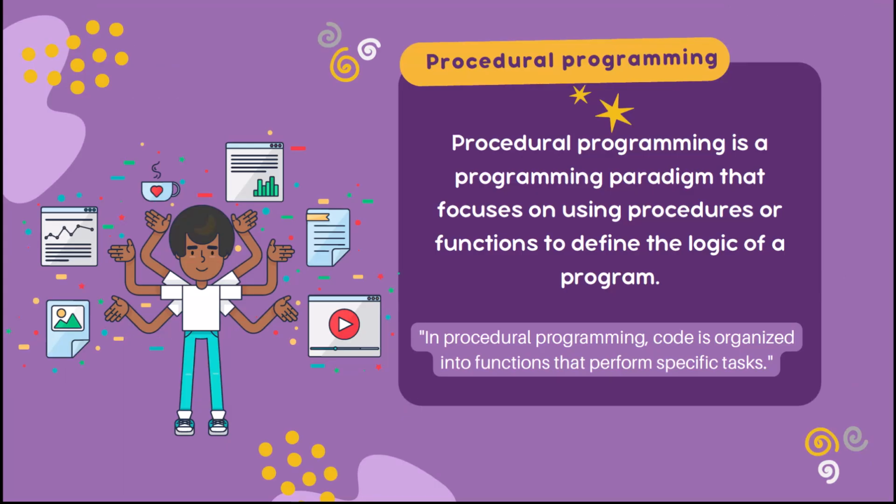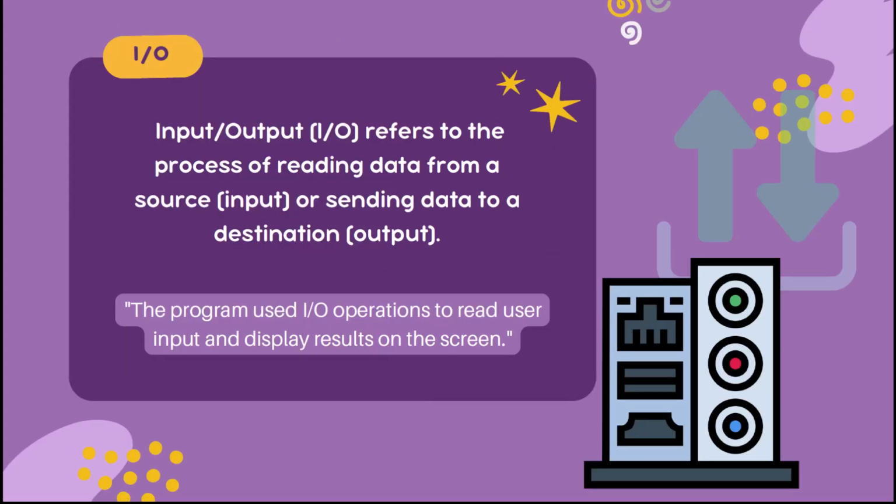Procedural programming. Procedural programming is a programming paradigm that focuses on using procedures or functions to define the logic of a program. Example: in procedural programming, code is organized into functions that perform specific tasks. I/O, input-output. I/O refers to the process of reading data from a source (input) or sending data to a destination (output). Example: the program used I/O operations to read user input and display results on the screen.